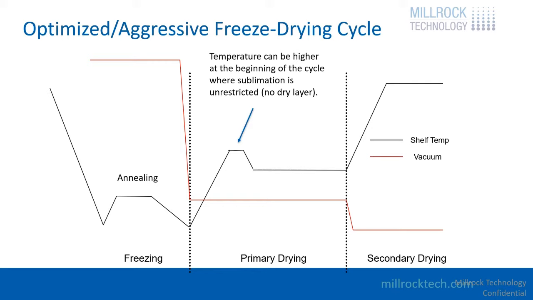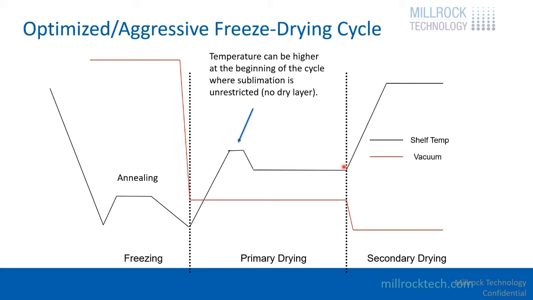As we discussed, the dry layer builds up. Well, when you don't have a dry layer, literally you can take the shelf temperature and drive it up pretty aggressively at the beginning of the cycle because there's no resistance to sublimation. And as that dry layer starts to build, we can then bring down the shelf temperature and control it at some predetermined point for the entire cycle. This is what I call an optimized or aggressive cycle.